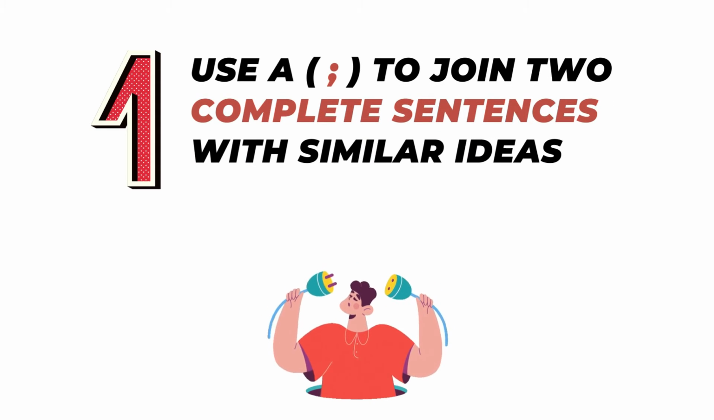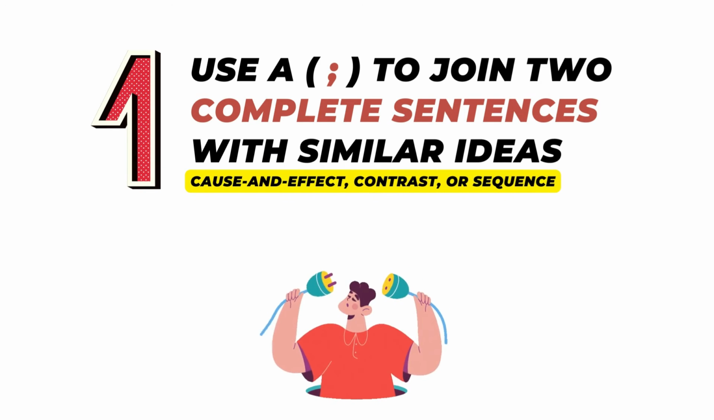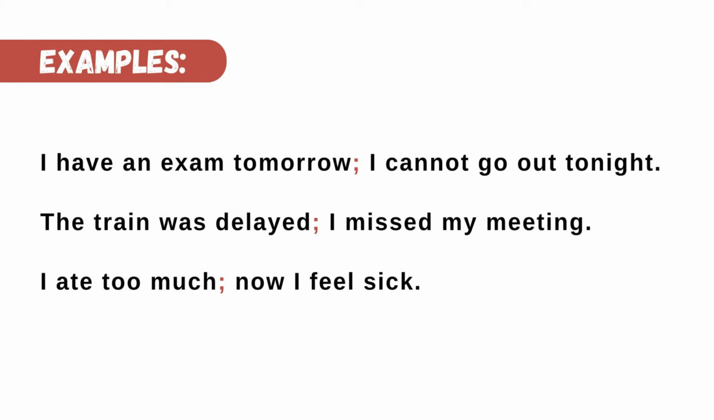Rule number 1. Use a semicolon to join two complete sentences with similar ideas connected by cause and effect, contrast, or sequence. Here are some examples. I have an exam tomorrow; I cannot go out tonight. The train was delayed; I missed my meeting. I ate too much; now I feel sick.